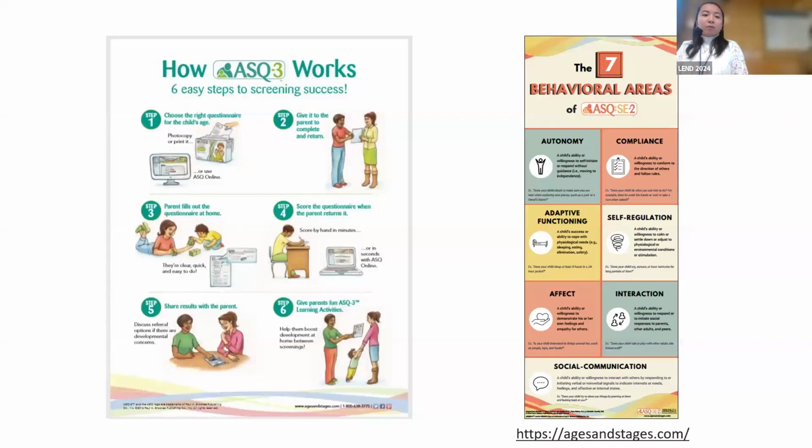So the ASQs, or Ages and Stages questionnaires, look at development. The Ages and Stages ASQ 3 looks at 5 domains of overall development. And the ASQ SE2 is a little bit more specific and looks at 7 behavioral areas of social and emotional development. Typically, caregivers are the ones that usually complete the ASQs since they know their child best, but teachers and other people who see the child regularly can also complete these ASQs.